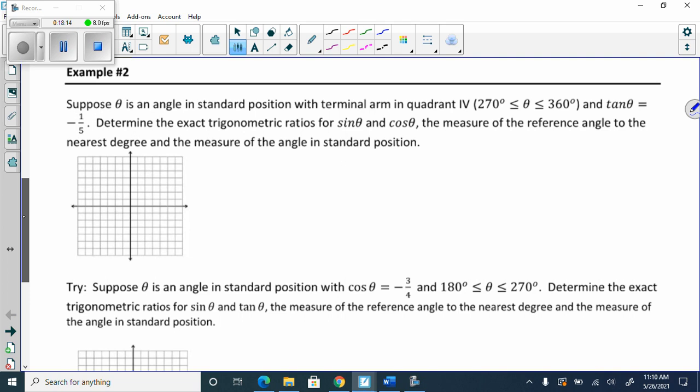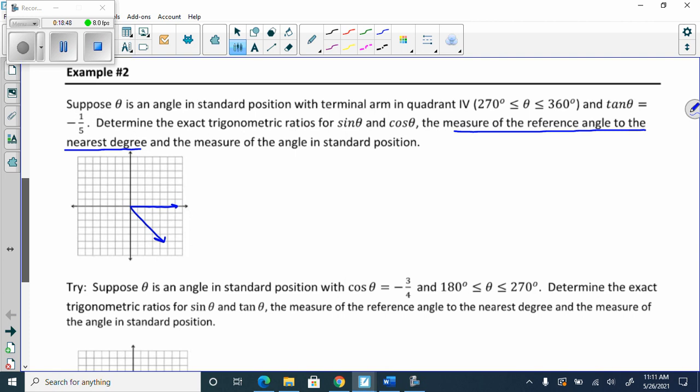Okay? So example 2, it says, suppose theta is an angle in standard position with a terminal arm in quadrant 4. So we drew that terminal arm, didn't we? It was in quadrant 4. We drew a reference angle, we drew our triangle, and we found sine and cos. We defined the third side, and then we did sine and cos. I said we're going to come back to this, because we didn't finish it off. Then it says, the measure of the reference angle to the nearest degree. So that's what we're doing today. We're finishing this comma part.